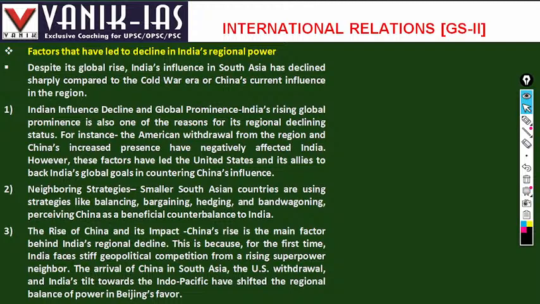India's rise in global prominence is also one of the reasons for its regional decline, because as it increases its image globally, its focus is being shifted from the region to the global scenario. That is also attributed to falling Indian importance in the region. For instance, the American withdrawal from the region, especially from Afghanistan, and increased Chinese presence in South Asia. Chinese influence is a big factor.